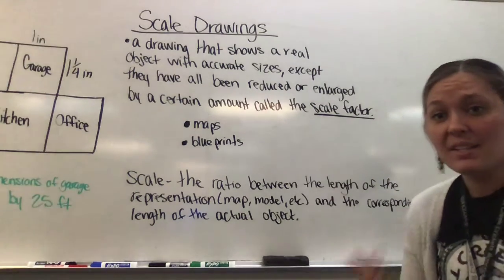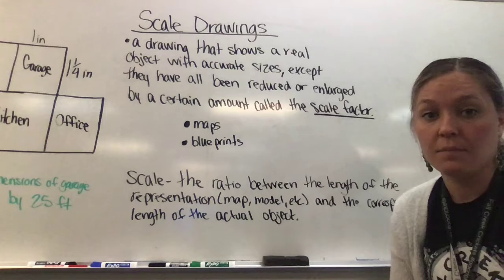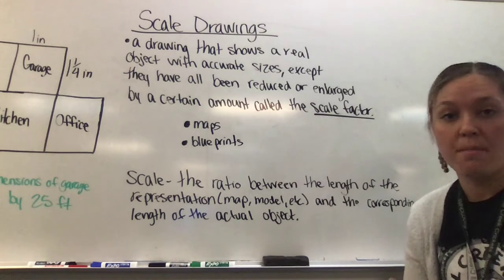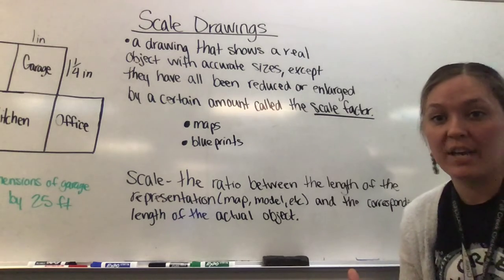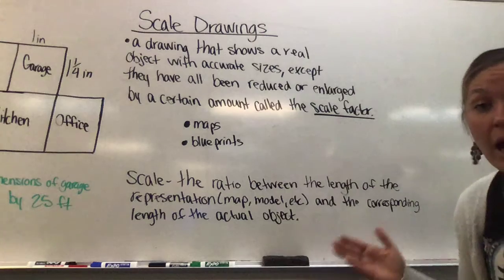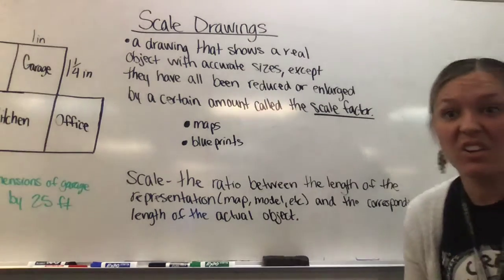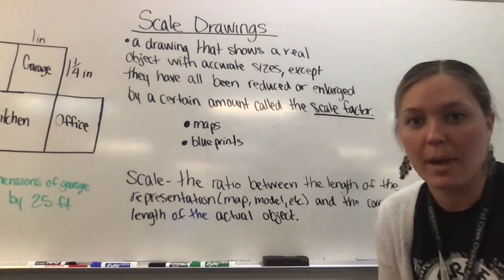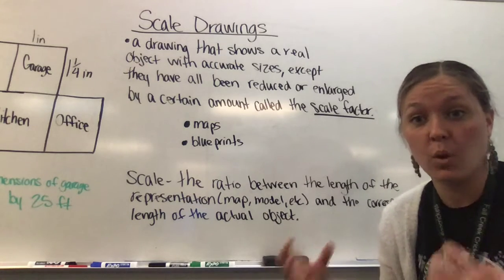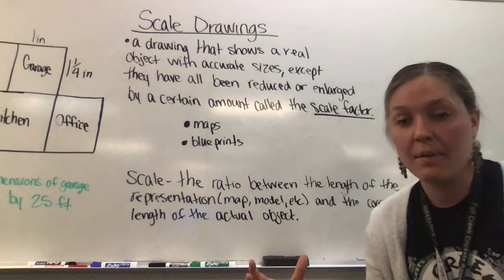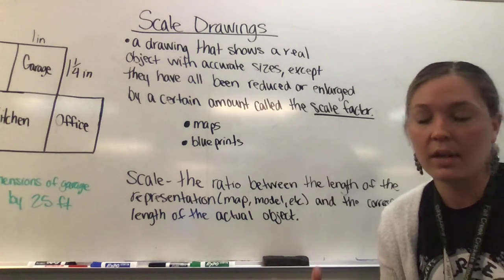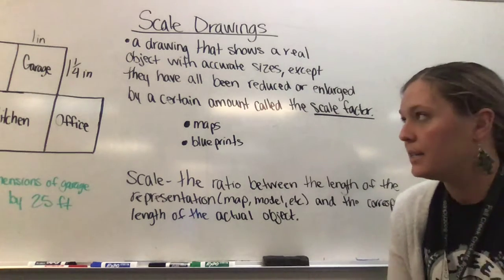Now, on a scale drawing, there has to be a scale. A scale is the ratio between the length of the representation, so the map or the blueprint or a model or a diagram, and the corresponding length of the actual object. Without a scale, that scale drawing, that map or that blueprint is essentially useless because we don't know the relationship between the corresponding sides on the diagram and the actual length of the object. Okay, so we're going to do an example to kind of see what I mean by that.